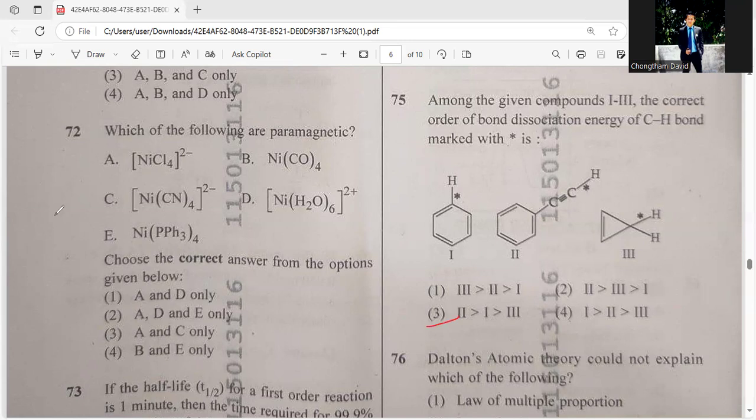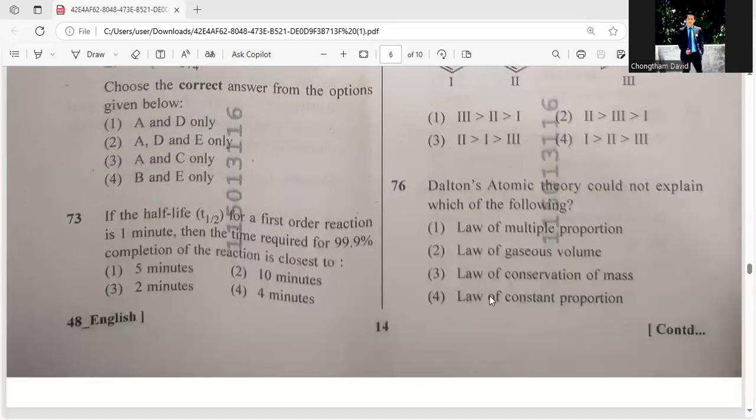Next, let us read 76. Dalton's atomic theory could not explain which of the following? Could not explain the law of gaseous volume. 2.